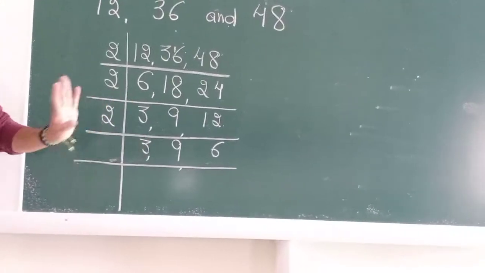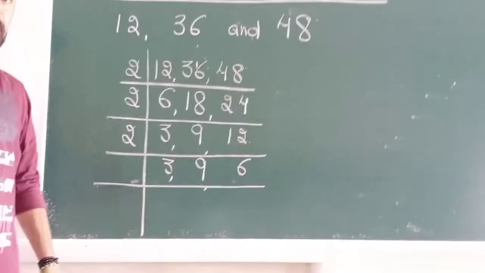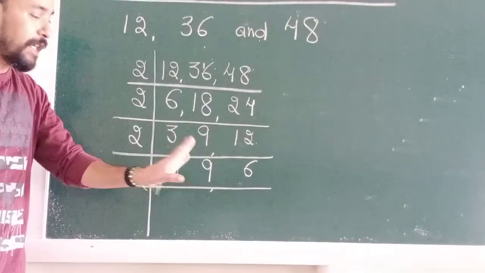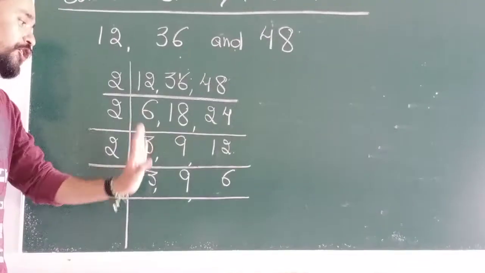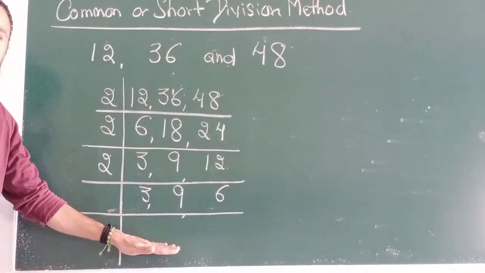Now again I reach a state where I can see that only 6 is divisible by 2. 3 and 9 again are not divisible by 2. So I will continue still. What will happen to 3 and 9? 3 and 9 will be copied down.